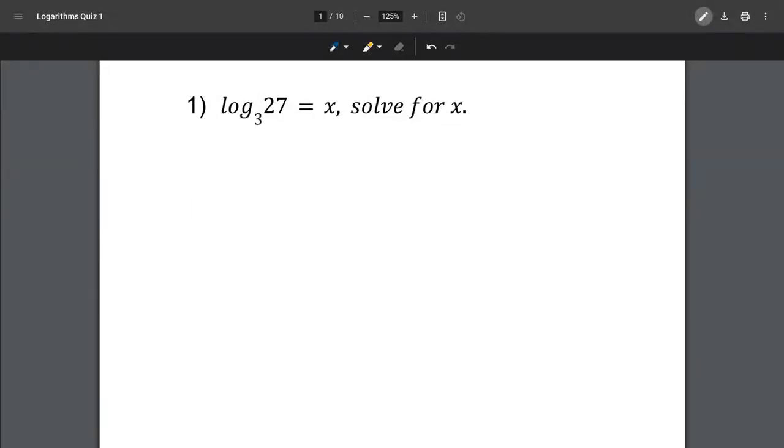In this video, I'm going to cover my Intro to Logarithms quiz in Algebra 2, so let's get started. In this first problem, we have a log with a base of 3 of 27 equals x. So what we want to do is solve for x here.